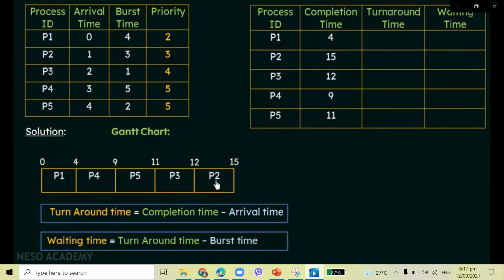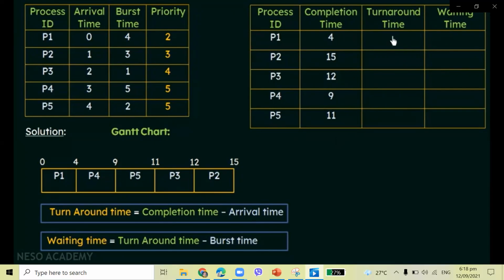And for P2, what is the completion time? It is 15 milliseconds. For P3, it is 12 milliseconds. For P4 it is 9 milliseconds, and for P5 it is 11 milliseconds. So this is very easy. Just look at the Gantt chart and fill this up.